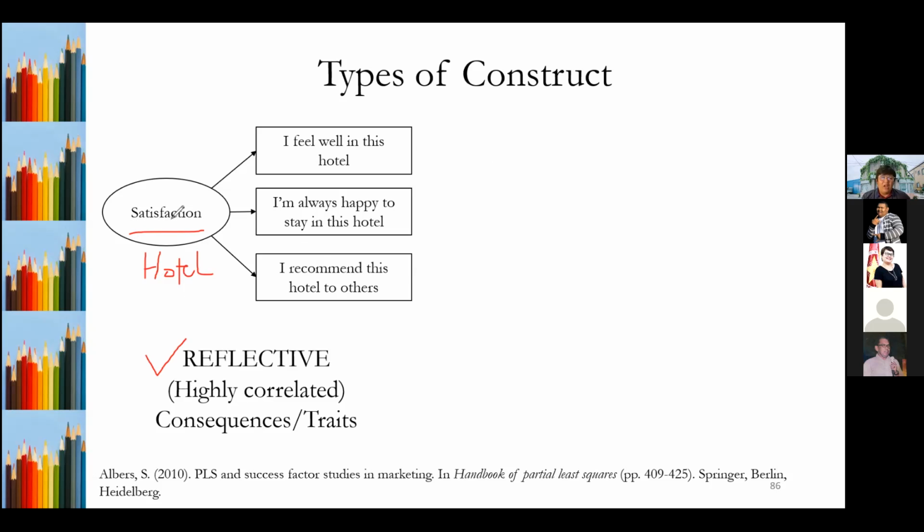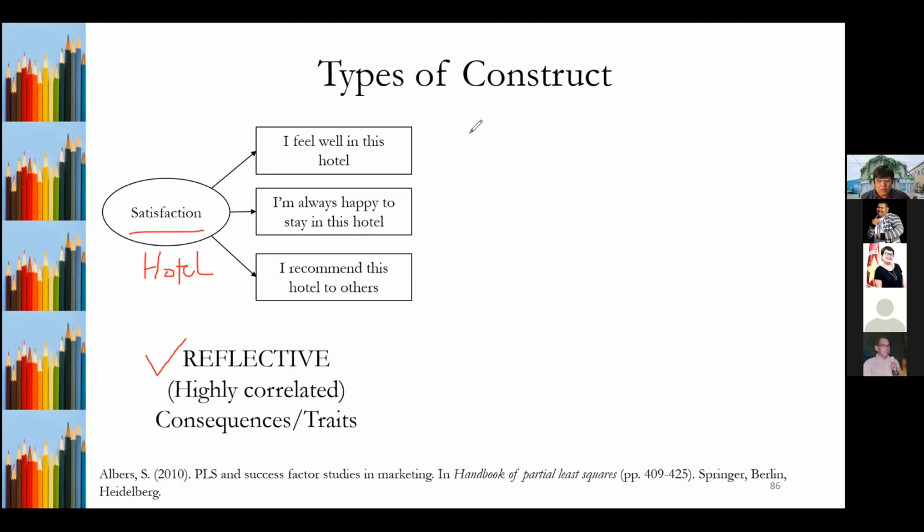Okay, so let's try to analyze further. So let's try to analyze the first indicator or the first item. In the first item, it says, I feel well in this hotel. Okay, so it has something to do with the feeling of the respondent towards the hotel. Okay, number 2, I'm always happy to stay in this hotel. So it has something to do with staying in the hotel. And number 3, I recommend this hotel to others. So it is about recommendation.